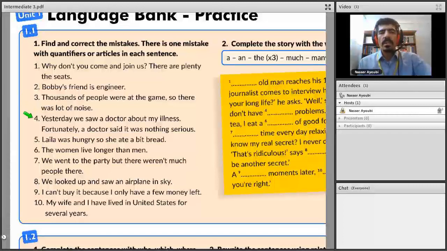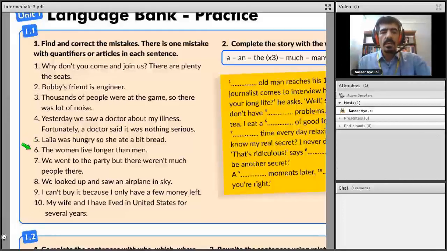4. Yesterday we saw a doctor about my illness. Fortunately, a doctor said it was nothing serious. Fortunately, the doctor said, not a doctor. It is the second time. Number 5, Lila was hungry, so she ate a bit bread. She ate a bit of bread. A bit of, a little, a bit of bread.